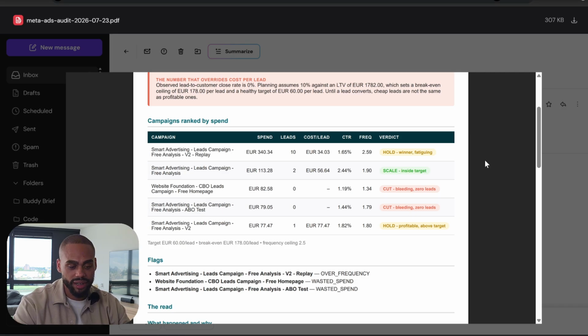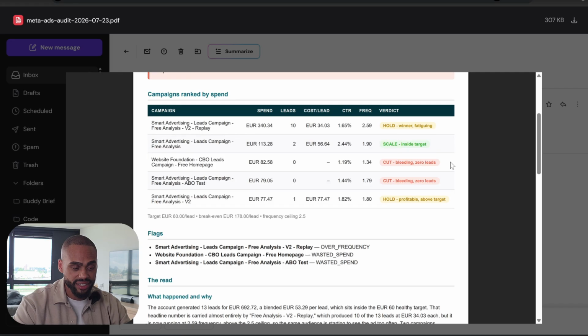So for the first campaign listed, the AI is saying we should hold this campaign. It's the clear winner. However, this campaign is fatiguing. So this means that we're going to have to feed this campaign new creative for it to remain profitable. The second campaign listed is a clear winner. All of the metrics are inside the target, so to speak, so we can increase the daily budget on this campaign because it's very profitable for us.